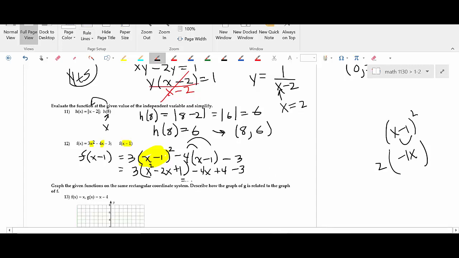So from here we would have 3x squared minus 6x plus 3 minus 4x plus 4 minus 3. If you put your like terms together, you're going to have 3x squared minus 10x plus 4. Okay? If I did my arithmetic right, and I think I did. All right. So we start off in chapter 1, not too bad. Pretty easy.